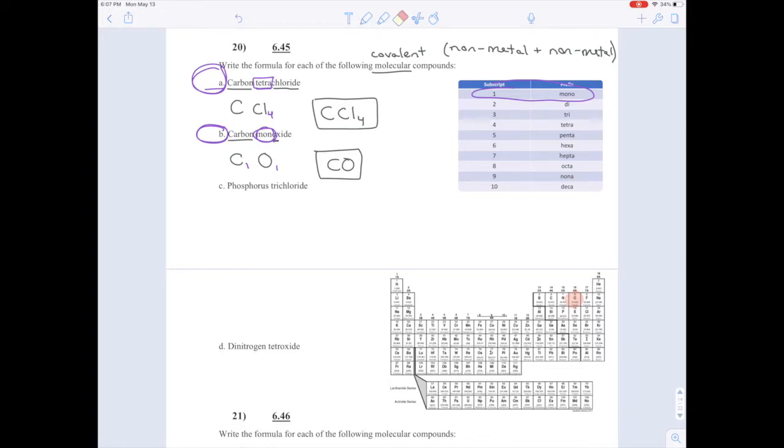Okay, let's do phosphorus trichloride. First, we want to write down the symbols for these elements. The first one is phosphorus. Phosphorus is in the top right of the periodic table. It has a symbol of P. The second thing is chlor. Chlor is referring to chlorine. Chlorine is on the right side of the periodic table and has a symbol of Cl.